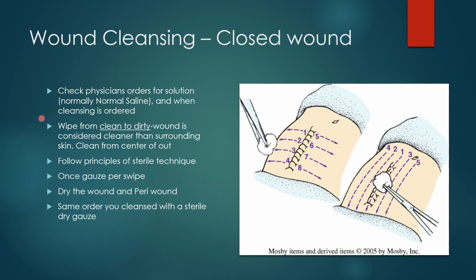We wipe from clean to dirty. The wound is considered the cleanest, so we go from the wound out, so center out. We follow the principles of sterile technique. We use one gauze per swipe. We need to dry the peri-wound and the wound.